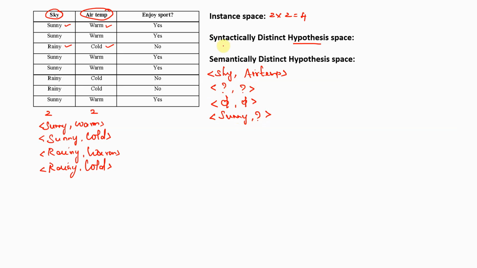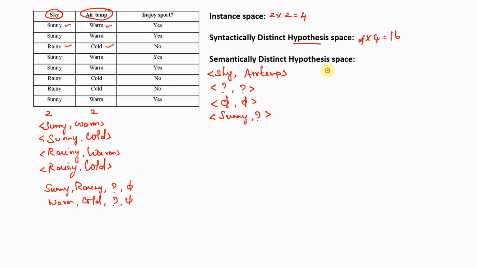Now we have to find how many syntactically distinct hypotheses we can form from this given input. In the sky attribute, we already have sunny and rainy, along with the possibility of general and specific. And the same for air temperature: we have warm, cold, and also general and specific. So totally 4 into 4, we have 16.